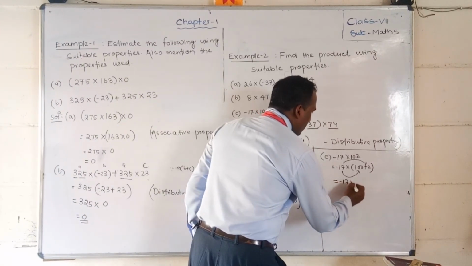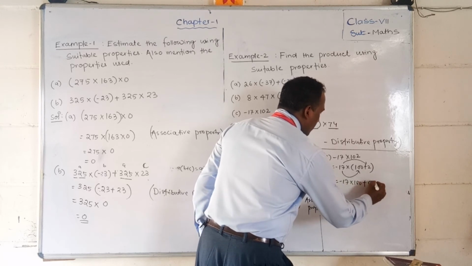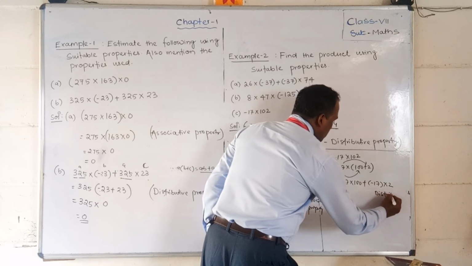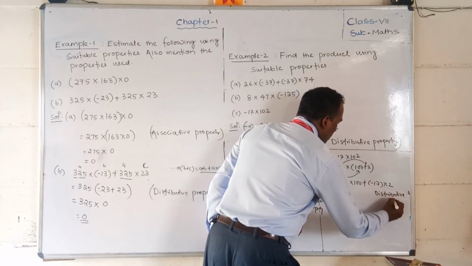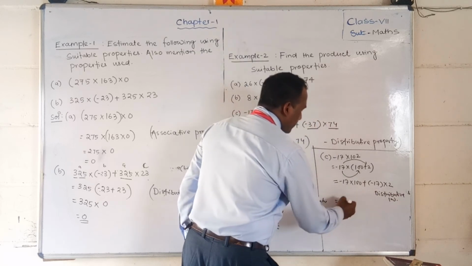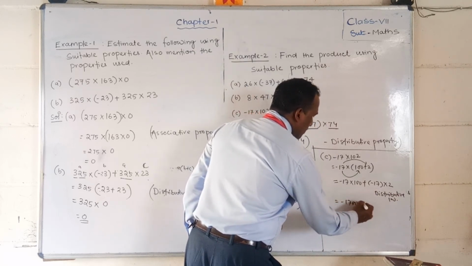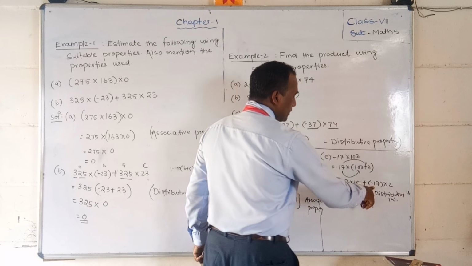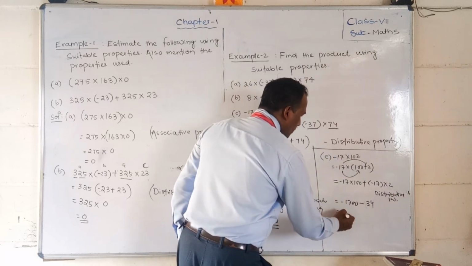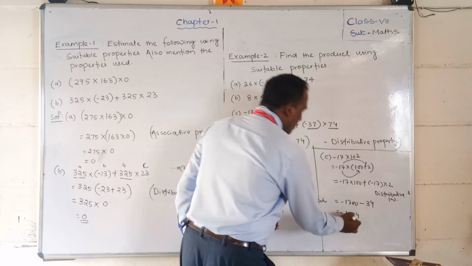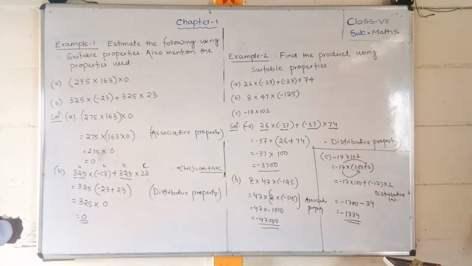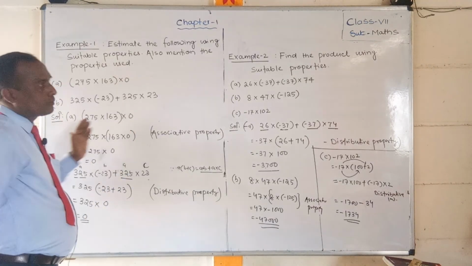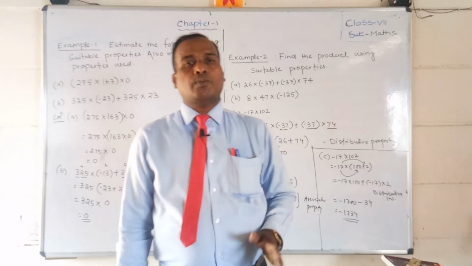तो -17 इंटू 100 प्लस -17 इंटू 2, दिस इज डिस्ट्रीब्यूटिव law or distributive property. So is equal to -1700 plus -34, ठीक है. 17 into 2 -34, so is equal to -1734 is the answer. So like this way, students, you can complete that other remaining exercise parts, and you have to do all the other examples that remain and our exercise part you have to complete.